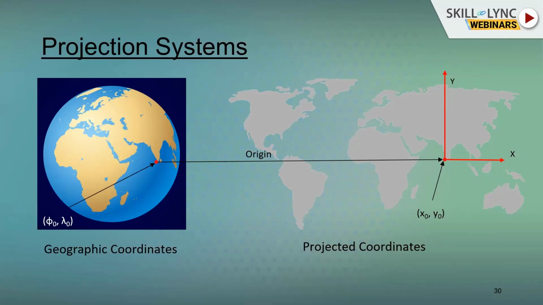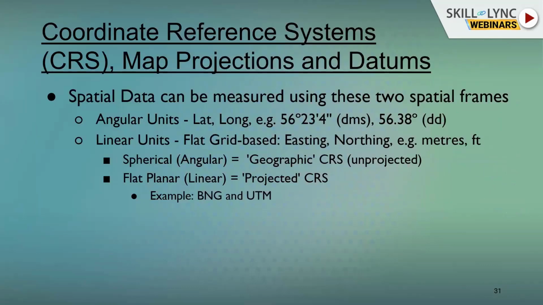So I think I made some sense to you guys. As I already mentioned, the projection systems can have two spatial frames: latitude, longitude, degree, decimals, degree, minute, second. I think this is not required for you guys. It will be too much for you.